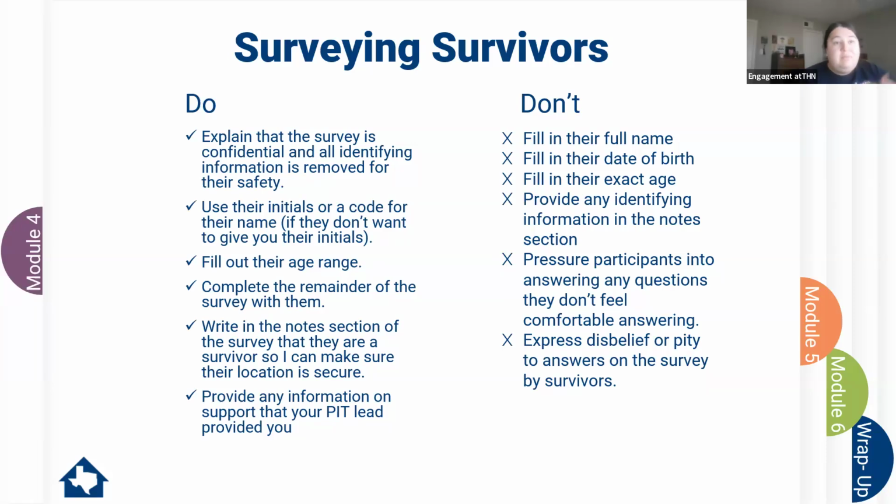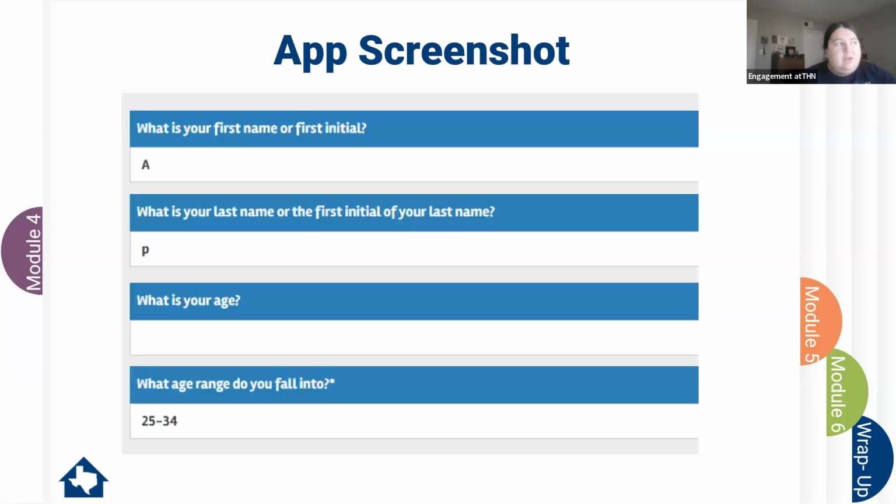So you'll provide this information to your volunteers. So definitely don't fill in their full name in the point in time count app or fill in their date of birth, fill in their exact age, or provide any identifying information in the notes section. So we don't want to pressure participants into answering any questions that they don't feel comfortable answering or express disbelief or pity to answers on the survey by survivors.